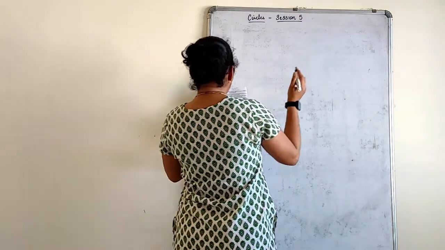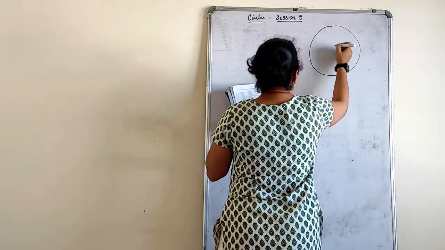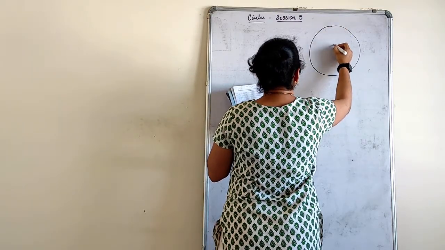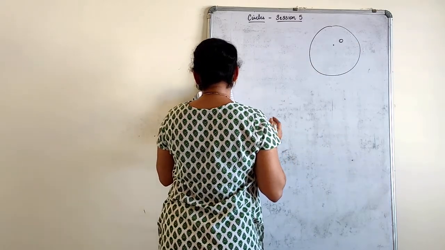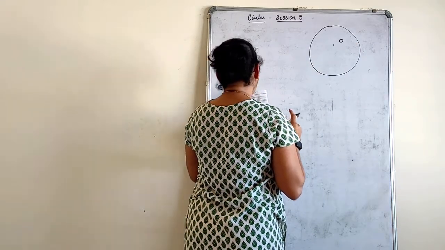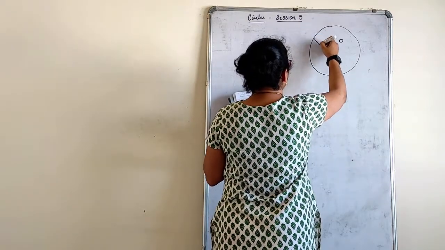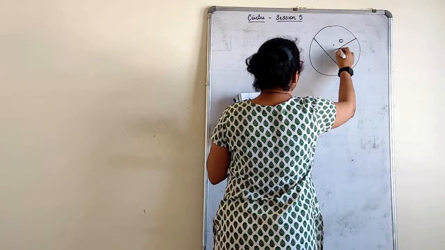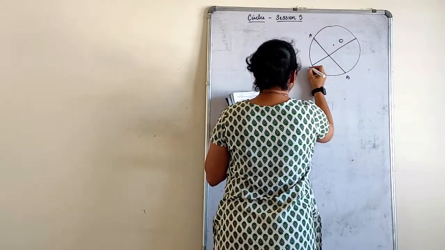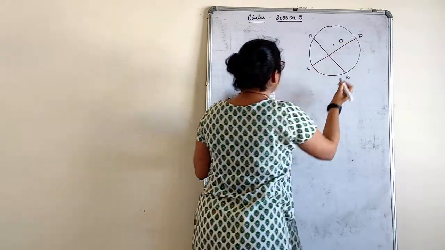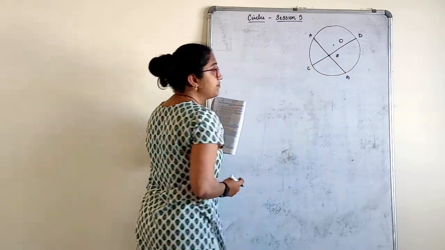If two equal chords of a circle, so O is the center of circle, intersect within a circle. So I will just give here two equal chords of a circle. So according to me, AB and CD are the two equal chords of the circle intersecting at point E.